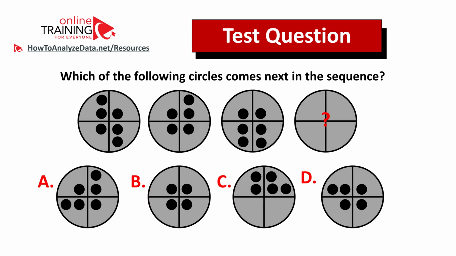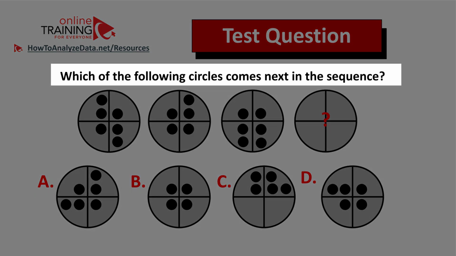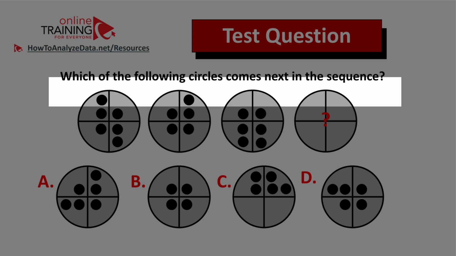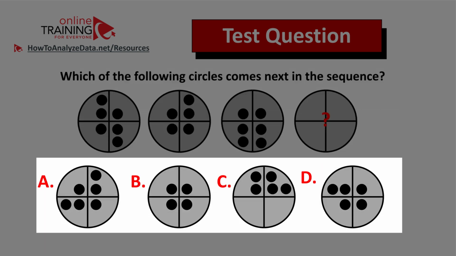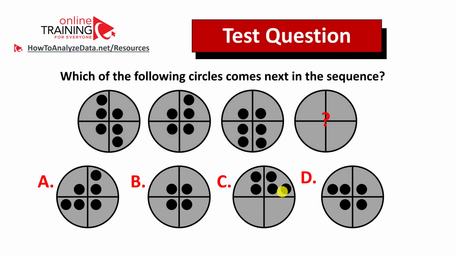Here's the tricky question you can try to solve on your own. Which of the following circles comes next in the sequence? And you have 4 different choices presented: A, B, C, and D. My advice for you here, always look for patterns. And I have a confidence that you can come up with the solution on your own. Give yourself 10 to 15 seconds, maybe pause this video to see if you can come up with the solution.